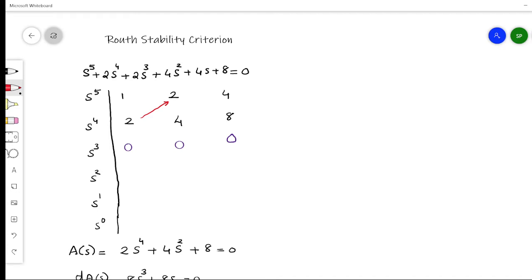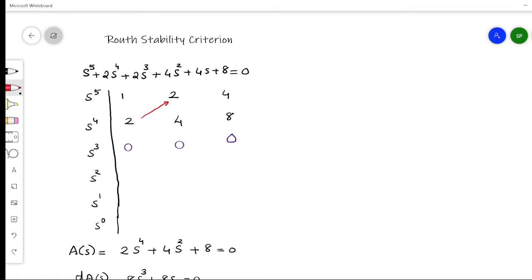According to the Routh Stability Criteria, the first step is to form the Routh array. How will you form the Routh array? First check the power of s. In the given characteristic equation, if all the powers of s are present, then we can proceed further. It is starting from s raised to 5, and we can see that in decreasing order, s raised to 5, s raised to 4, s raised to 3.